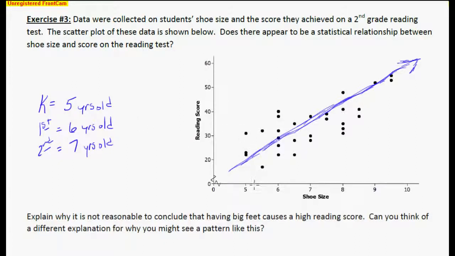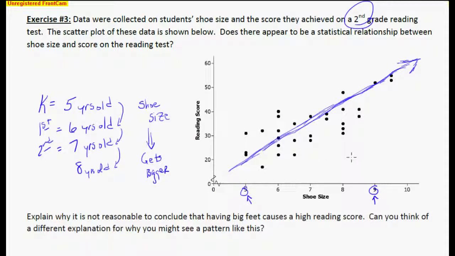But if you think about it, as you go from 5 years old to 6 to 7 to 8 years old, what usually happens to your shoe size? Usually, as you get older, shoe size gets bigger. Usually shoe size gets bigger as you go throughout the grades. So wouldn't it make sense that if we compare someone with a shoe size of 5 to someone with a shoe size of 9, the person with the size 9 is probably older? So it would make sense that they would do better on the reading test.